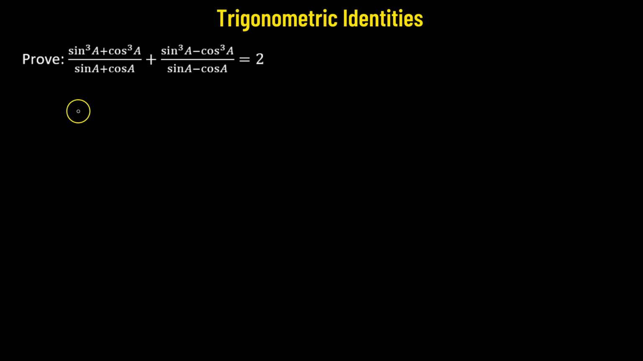We need to prove the following. So let's begin from the left hand side. So here on the left hand side, on the first term in the numerator, we have sine cubed a plus cosine cubed a. We can use an algebraic identity. Whenever we have a cubed plus b cubed, this can be expanded as a plus b multiplied to a squared minus ab plus b squared.